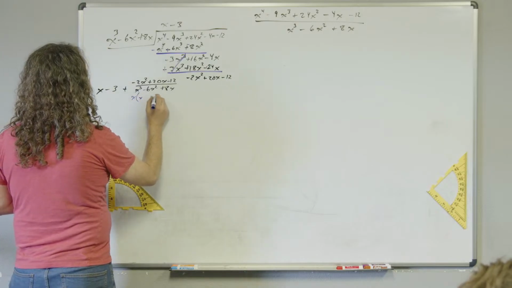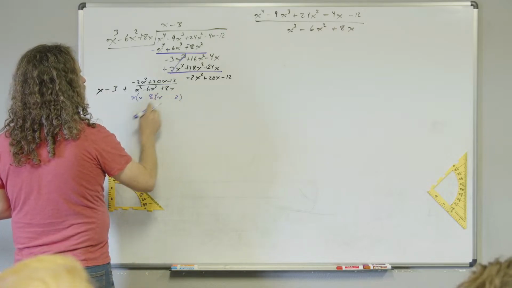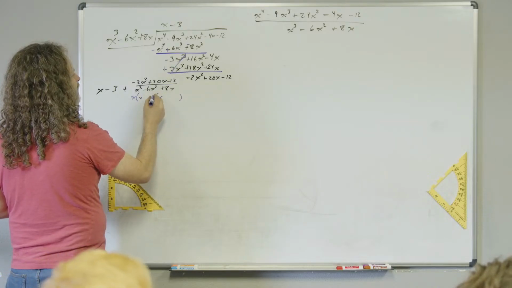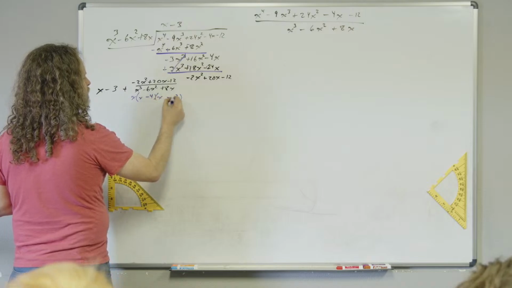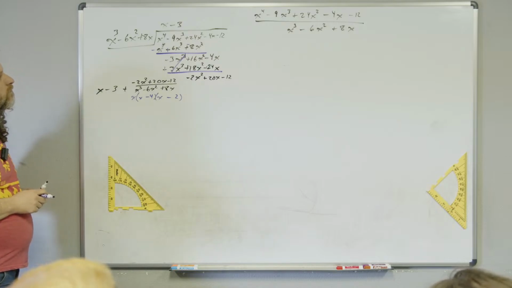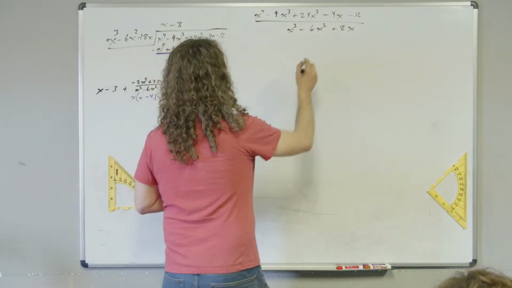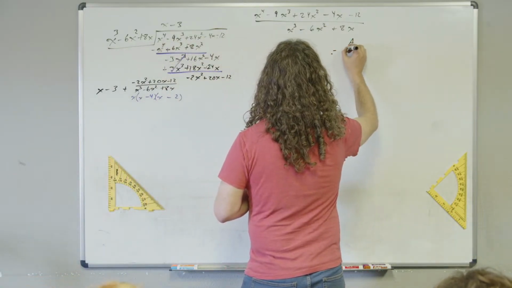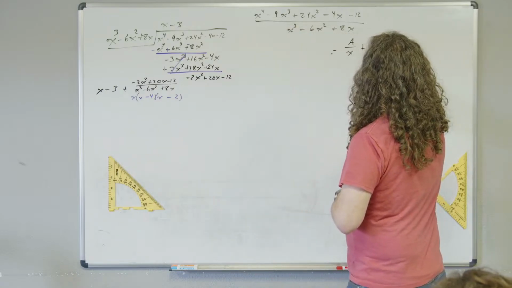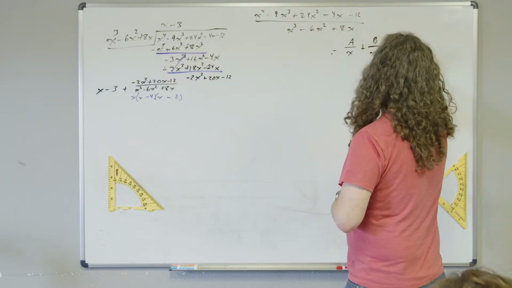So x and x, 8 and 2... just kidding, that doesn't even make any sense. 4 and 2, minus, minus. So then we turn it into the ABC thing? Yes, then we do. So we're going to have equals a over x plus b over x minus 4 plus c over x minus 2.